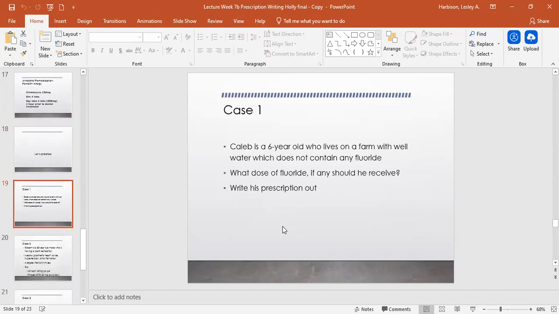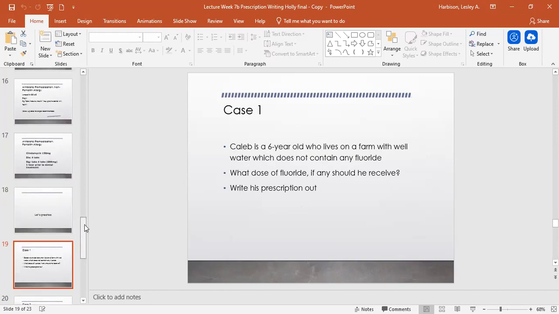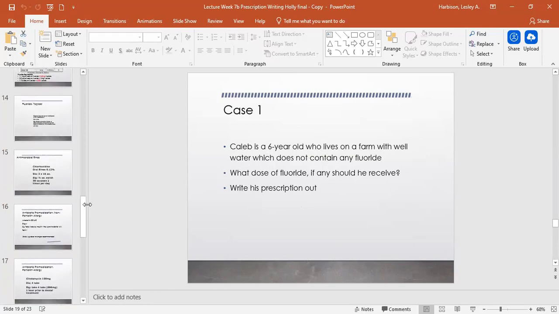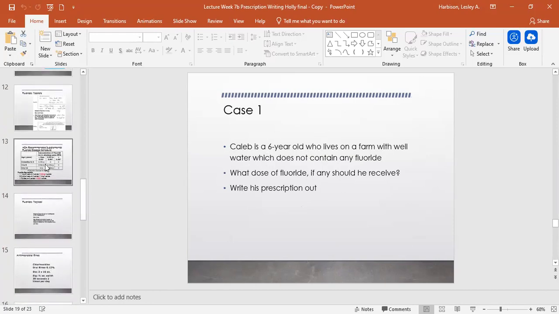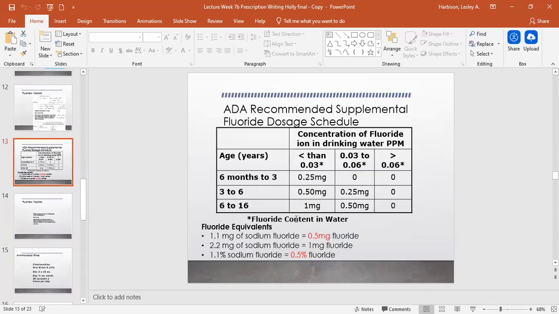And so this is just an opportunity for you to practice. Caleb is a 6-year-old who lives on a farm with well water, which does not contain any fluoride. What dose of fluoride, if any, should he receive? Write his prescription out. So he's 6 years old. So you would just go back up here and you would go for 1 milligram. Since there's no fluoride, you would have 1 milligram.